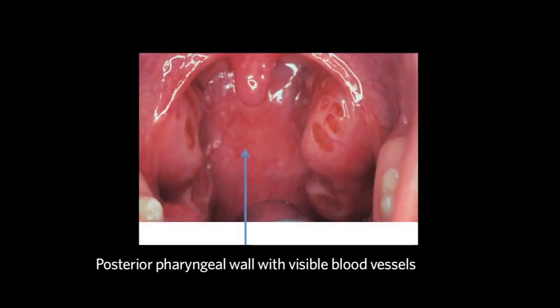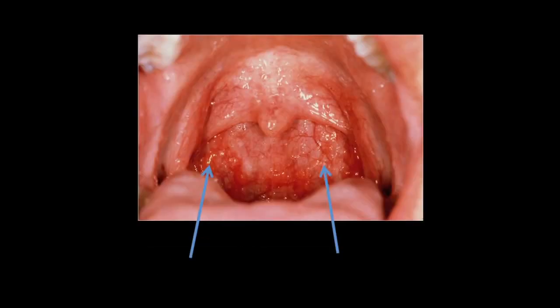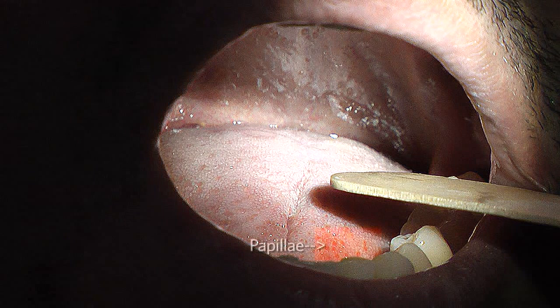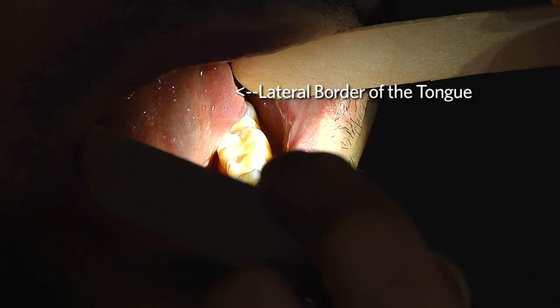The posterior pharyngeal wall is smooth, but may contain some visible blood vessels or small islands of lymphoid tissue. This is called cobblestoning, a normal variant. The tongue is pink, but has many papillae on its dorsal surface, which may become stained from foods or nicotine. The lateral border of the tongue is smooth and pink.